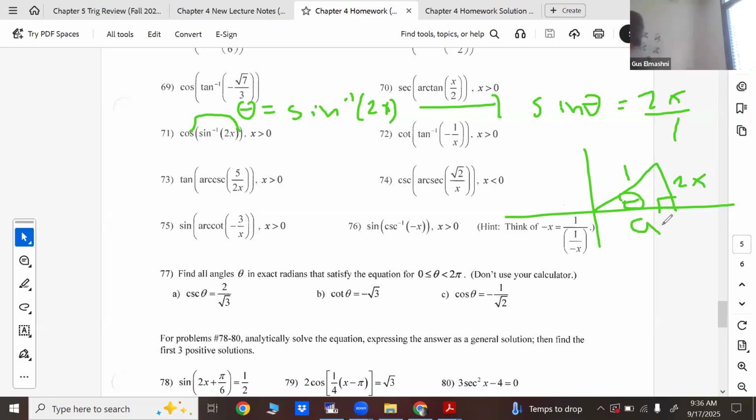To solve for the horizontal leg, I do need to do the Pythagorean theorem. If I do that, I should get √(1 minus 4x squared), because a squared plus (2x) squared equals 1 squared. So that should be √(1 minus 4x squared). I know I skipped some steps. I just kind of explained what I did, but I did the Pythagorean theorem, right? Now I want the cosine of it, which is adjacent over hypotenuse. So it's √(1 minus 4x squared).